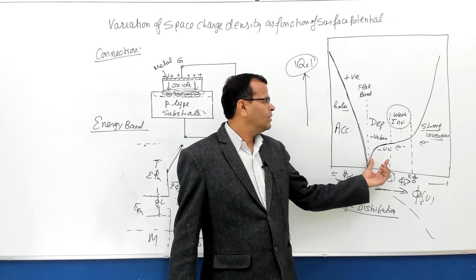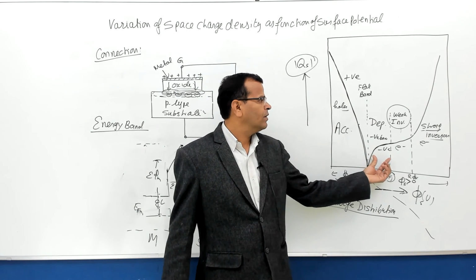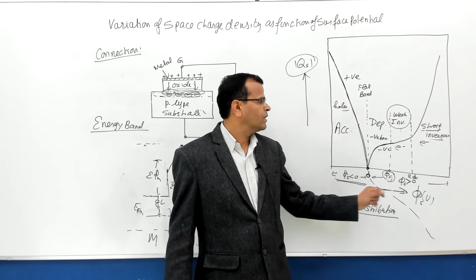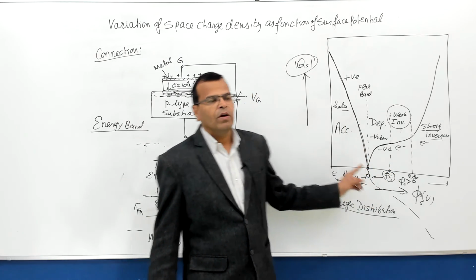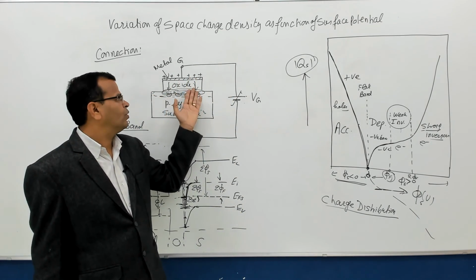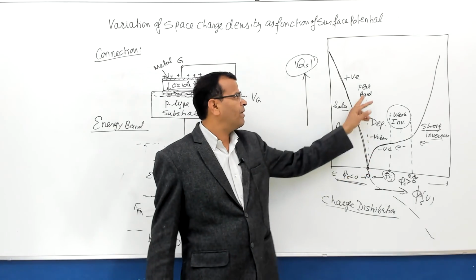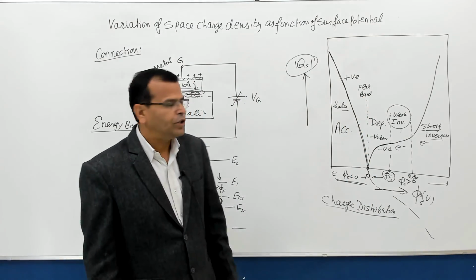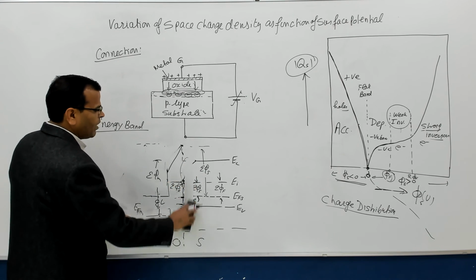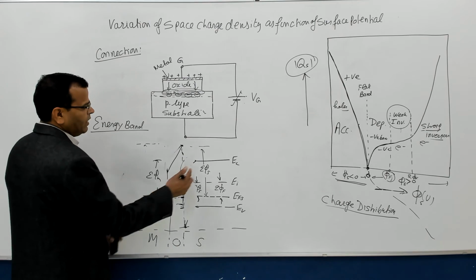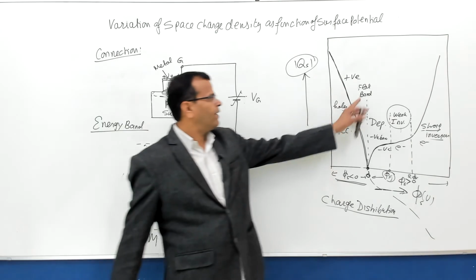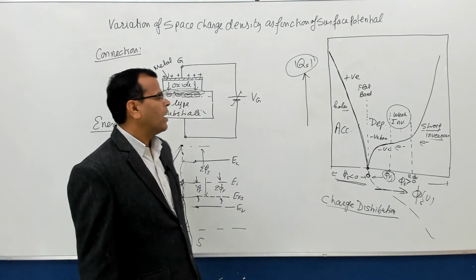There are no electrons in the depletion region when your surface potential varies from 0 to phi s. And at phi s equal to zero, it is shorted, so there is uniform distribution of the carriers, there is no charge in the depletion layer, so that is known as the flat band condition. Flat band means all the bands near the boundary will be flat, like this. That is the condition known as the flat band condition, right?